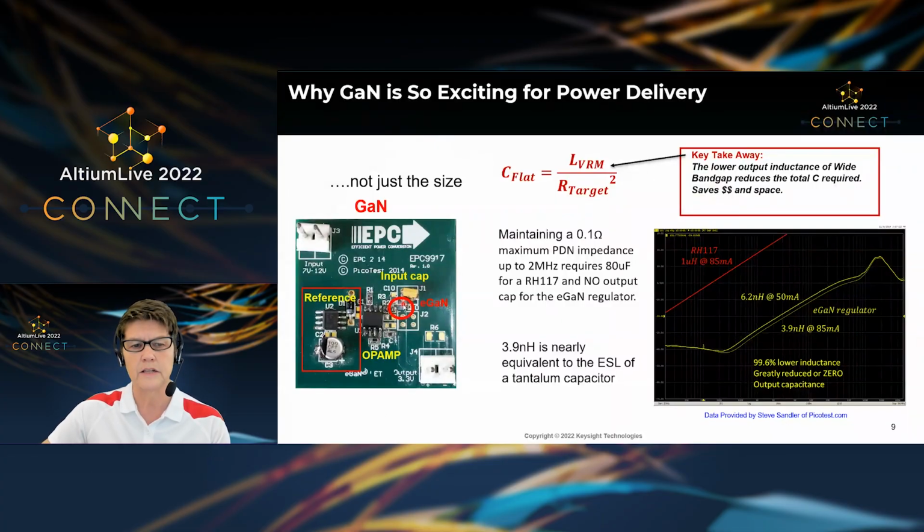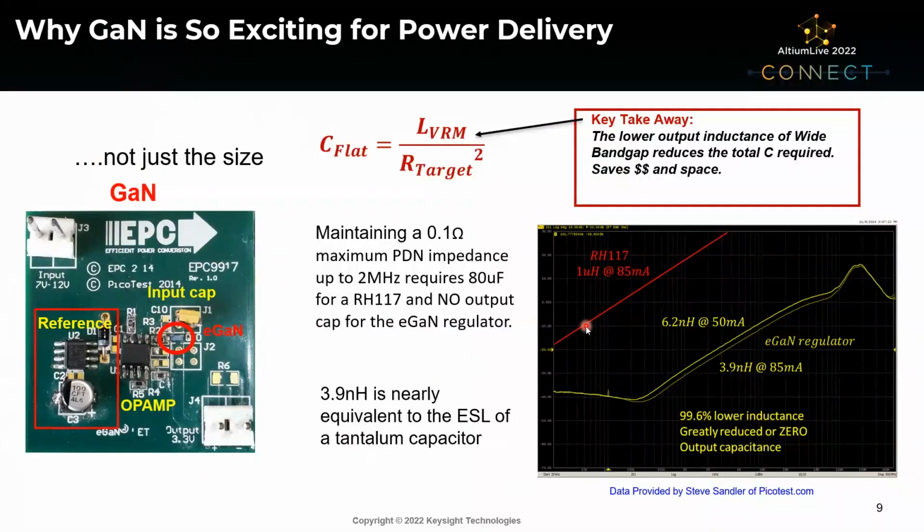But it's not just the size of the GaN switching devices here that's important. If you actually look at this technology, the output inductance, the inductance of that VRM, compare it to a MOSFET, the traditional MOSFET switches that are used in DC to DC converters. This graph here shows a measurement that Steve Sandler of Picotest did, where if you look at the impedance of a traditional MOSFET switch, the output inductance of that switching regulator is about 1 microhenry, whereas the GaN device is way down at 6.2 nanohenries.